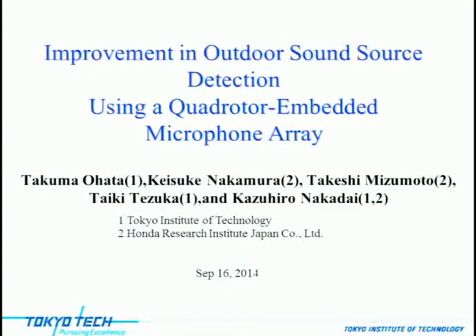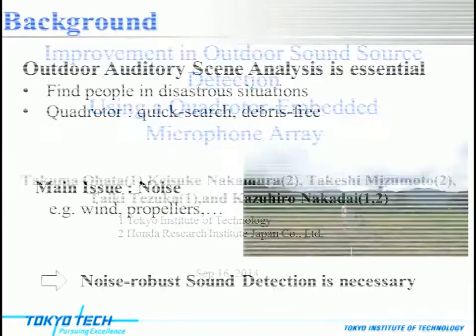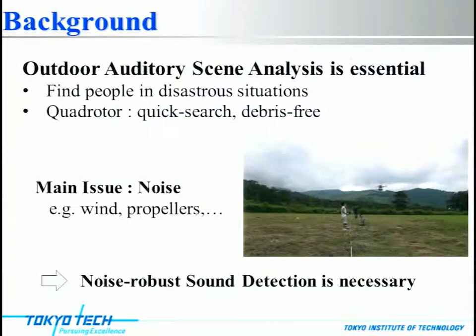Hi, I'm Takuma Ohata. I will talk to you about outdoor sound source detection using a quad rotor. Computational auditory analysis in an outdoor environment has been actively studied in the past few years. For example, it is useful to find people in disastrous situations, because it is crucial to find people as quickly and widely as possible. Using a quad rotor is suitable.